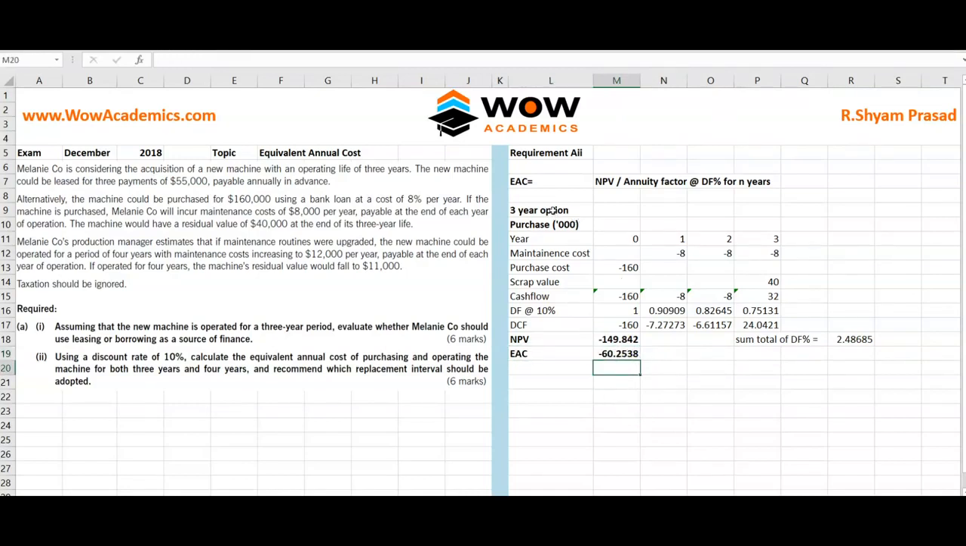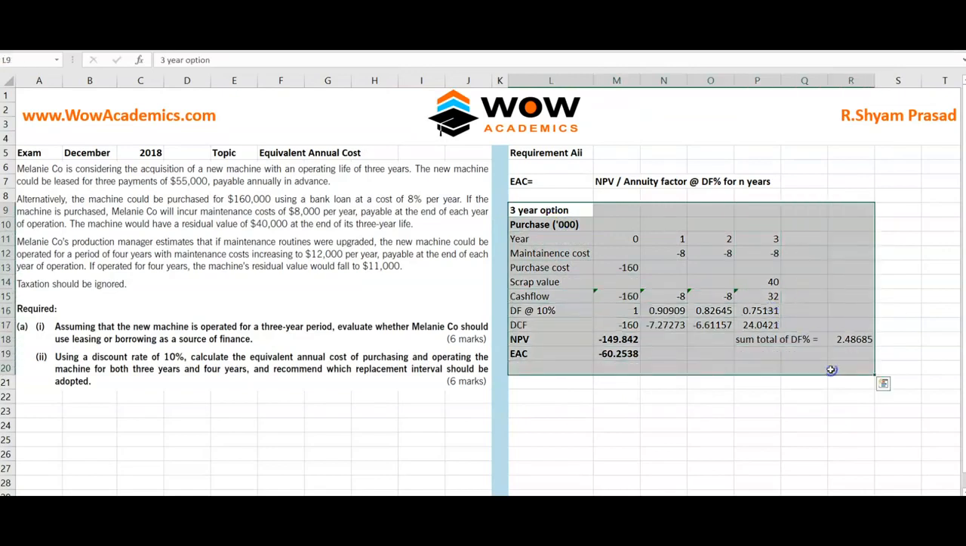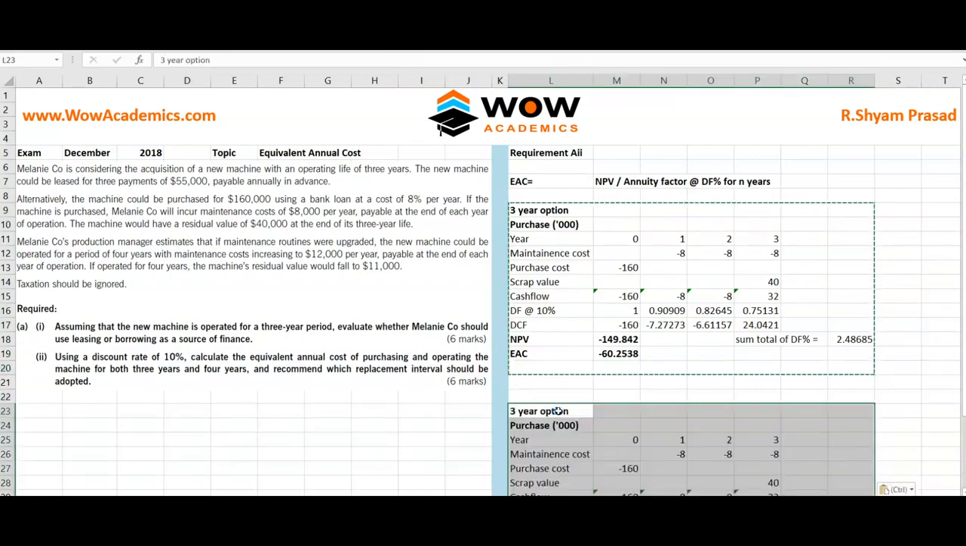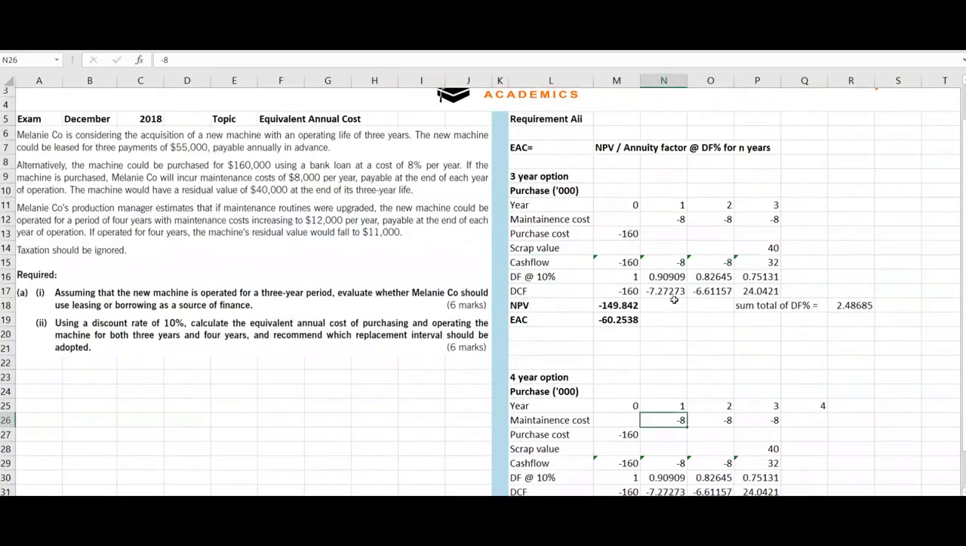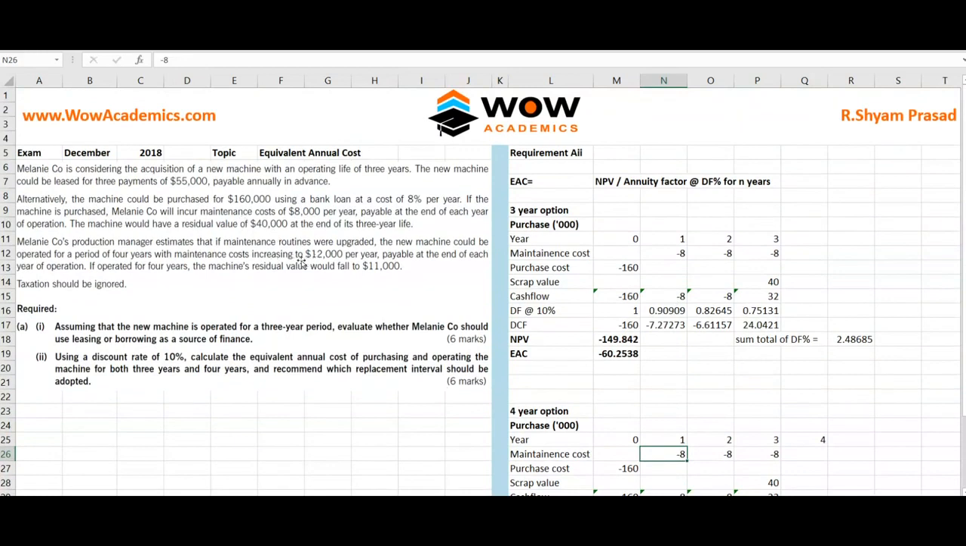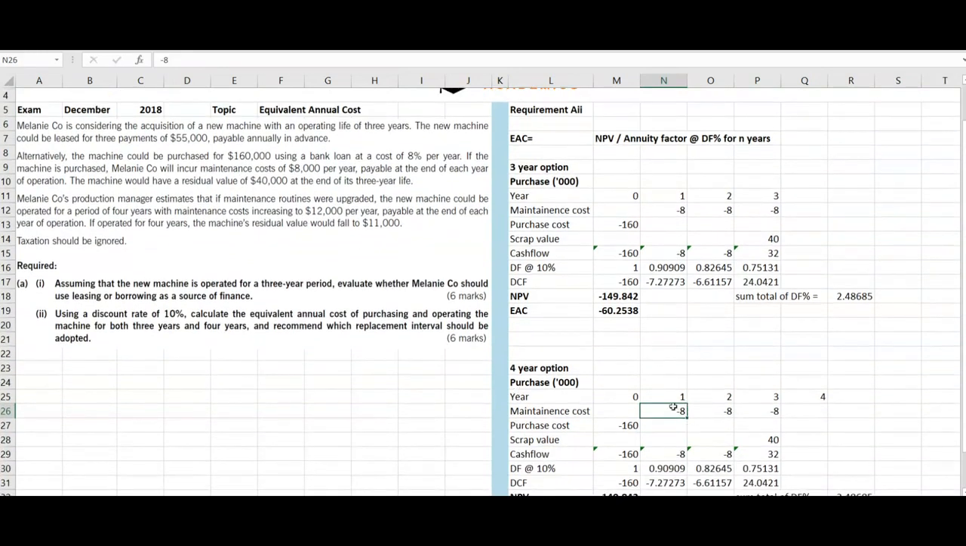So that's about the EAC. Once you have done this, you don't need to do the sum again. You can just copy it and paste it. Now we can work out the 4-year option. Just add another year. The cash flows are going to be different. The maintenance cost is going to be 12,000 per year, so convert this to minus 12. Copy it and paste for all the years.